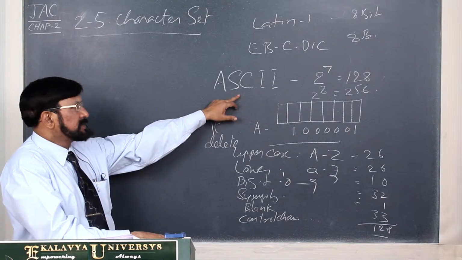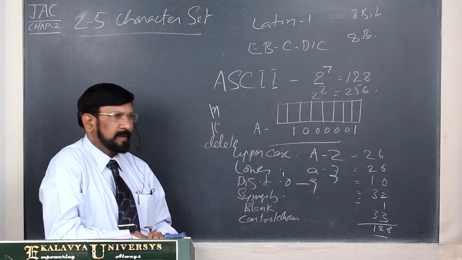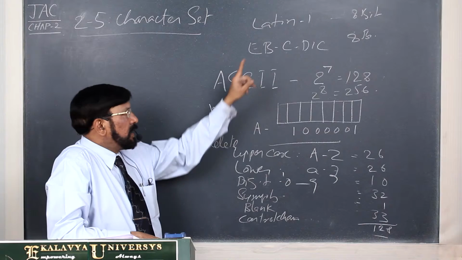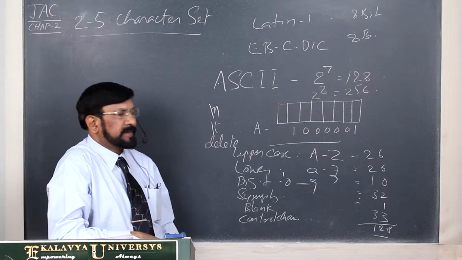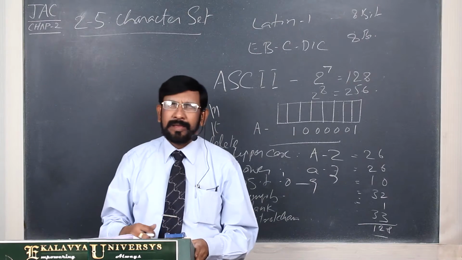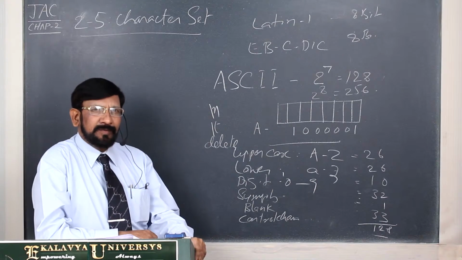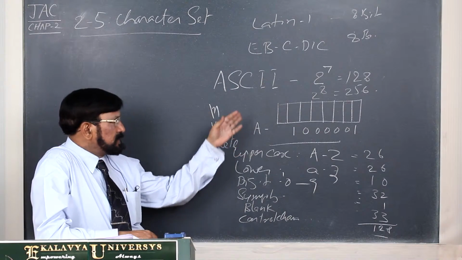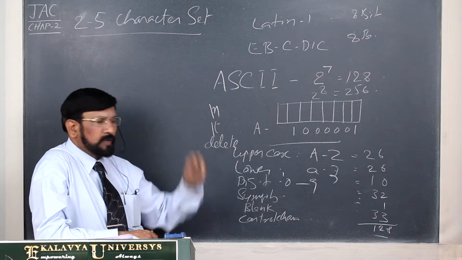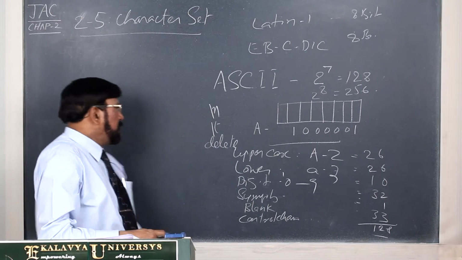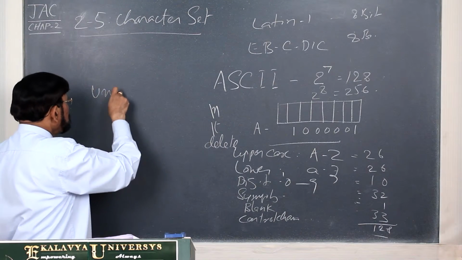Then ASCII, EBCDIC, Latin 1. ASCII is 7 bits and the remaining, Latin 1 and EBCDIC, take 8 bits. Okay. Then Java, other languages like C, C++ and all that, they use ASCII. This is a very popular coding scheme. But why does Java use Unicode?